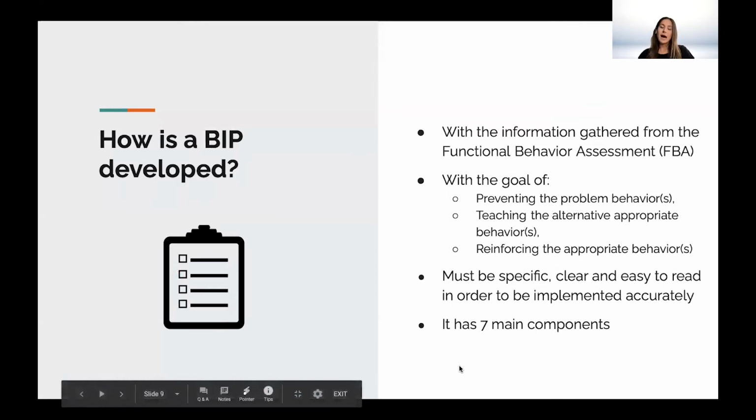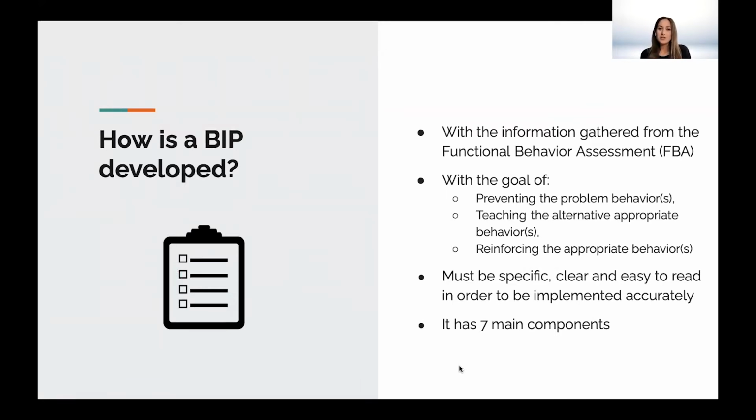And so how do we develop a behavior intervention plan? Well, the functional behavioral assessment gives us all the information that we need to then set three important goals: prevent the problem behavior, teach the alternative appropriate behaviors, and then ensure that we are reinforcing those appropriate behaviors so they continue to happen in the future. And this plan needs to be specific, clear, and easy to read, in order to then be implemented accurately. I'm going to guide you through the 7 main components of a behavior intervention plan.